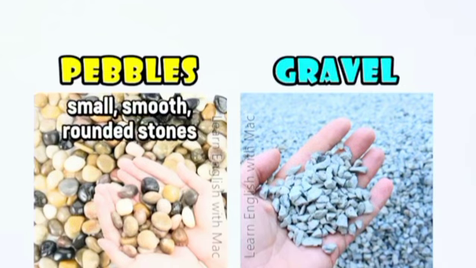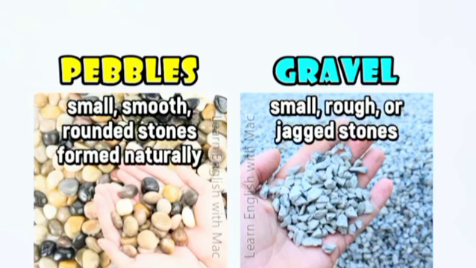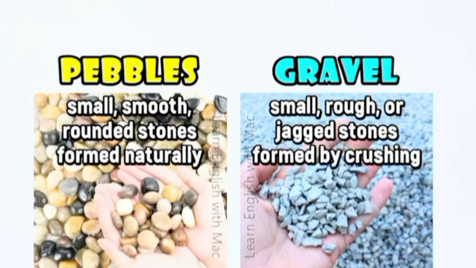These are pebbles and this is gravel. Pebbles are small, smooth, rounded stones, usually formed naturally. Gravel is a group of small, rough or jagged stones, usually formed by crushing.